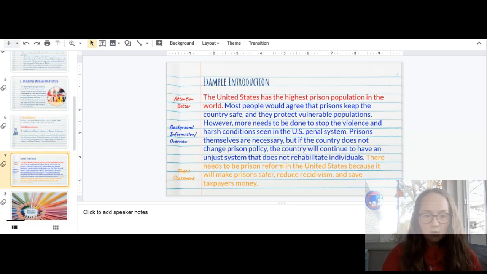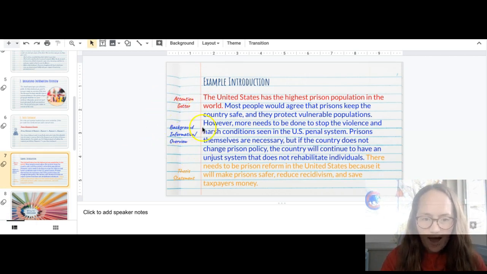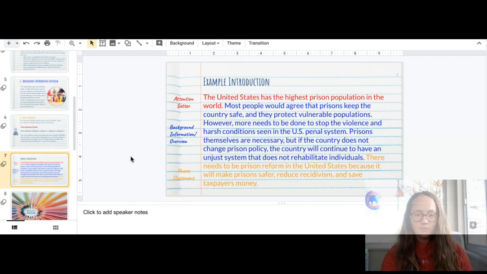Now, notice how it marks out what the attention getter is in red, what the background information is in blue, and the thesis statement in orange. So pay close attention to that as we read through. The United States has the highest prison population in the world. Most people would agree that prisons keep the country safe and they protect vulnerable populations. However, more needs to be done to stop the violence and harsh conditions seen in the U.S. penal system. Prisons themselves are necessary, but if the country does not change prison policy, the country will continue to have an unjust system that does not rehabilitate individuals. There needs to be prison reform in the United States because it'll make prisons safer, reduce recidivism, and save taxpayers money.